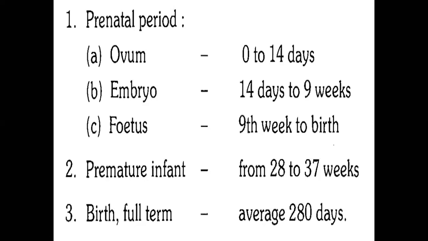So ovum is up to 14 days, embryo is 14 days to 9 weeks, fetus from the 9th week to birth, premature infant, and then birth.